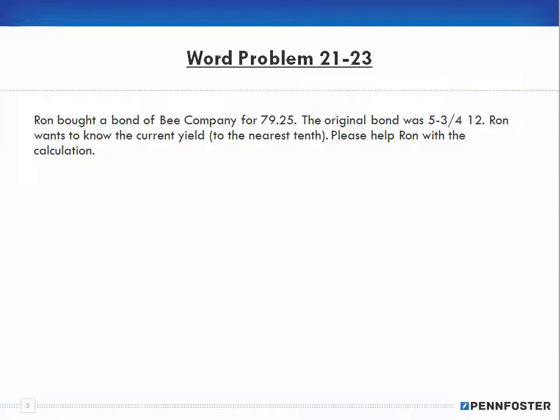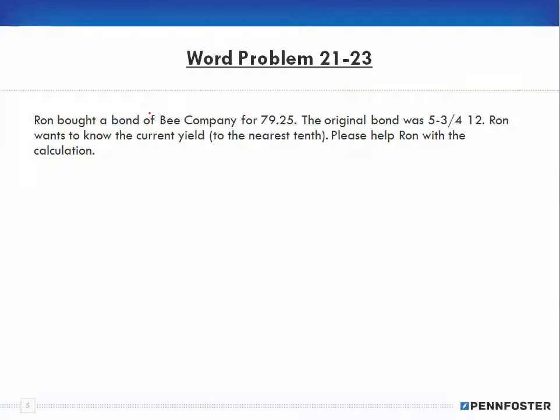Ron bought a bond of B Company for $79.25. The original bond was 5 3/4. Ron wants to know the current yield to the nearest tenth, and please help Ron with a calculation.